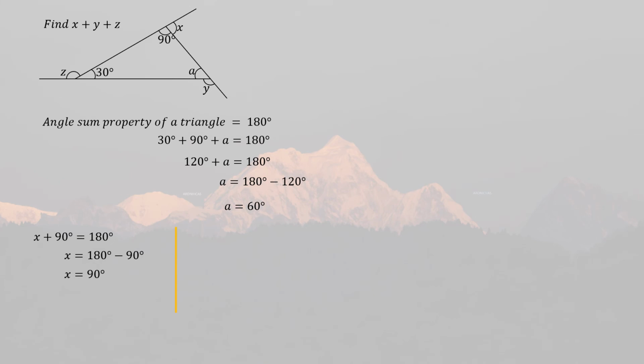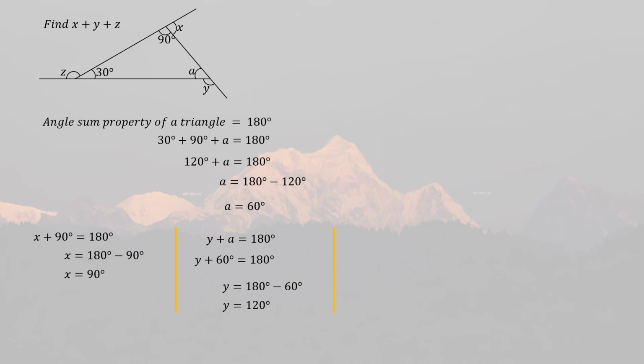Now let us find out the value of y. Y plus A is equal to 180 degree. So in place of A, we can write 60 degree, because we have found out the value of A as 60 degree. So we can write this as y plus 60 degree equals 180 degree. Now we need to take 60 towards the right hand side. So y is equal to 180 minus 60, and 180 minus 60 is 120. So y is equal to 120 degree.